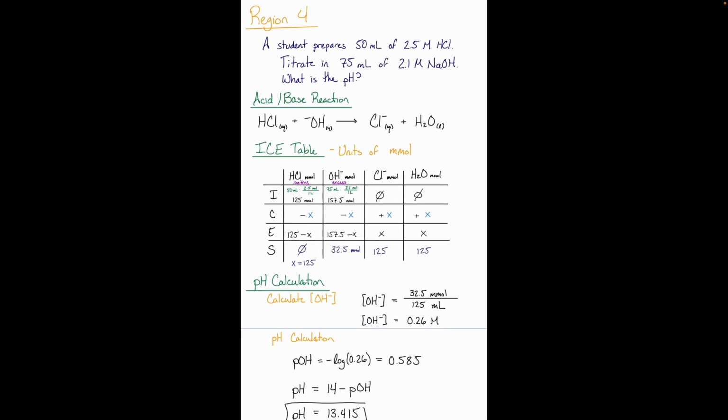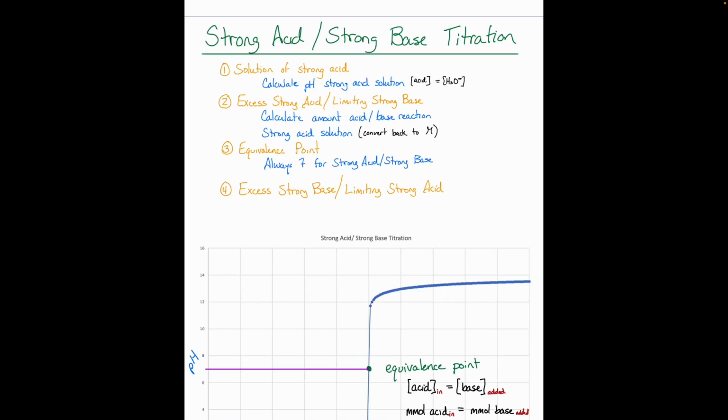Right, so in region 4, now we have an excess of our strong base. Our hydrochloric acid is limiting, which means after our acid-base reaction occurs, we're going to be left over with a solution of strong base. And then we just calculate the pH using that solution of strong base approach that we learned. All right, so let's just finish off our notes up here about how we were calculating.